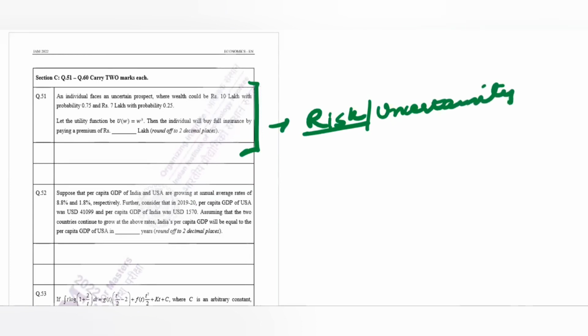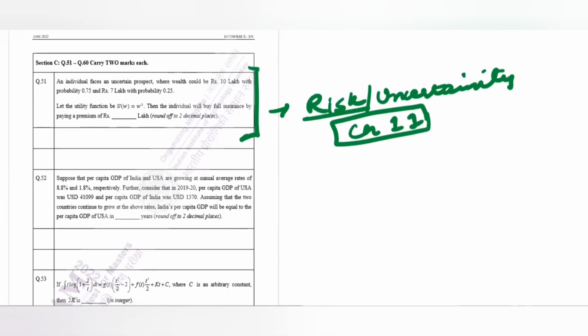The next question was an expected question, that there will be a sure shot question on risk or uncertainty from microeconomics. This is basically, I think, your chapter 11 of microeconomics, and this is a sure shot question that had to come. Last time also, I think, the utility function that was given was root W. I have to recheck it, and this time it is W squared. That's the only difference.